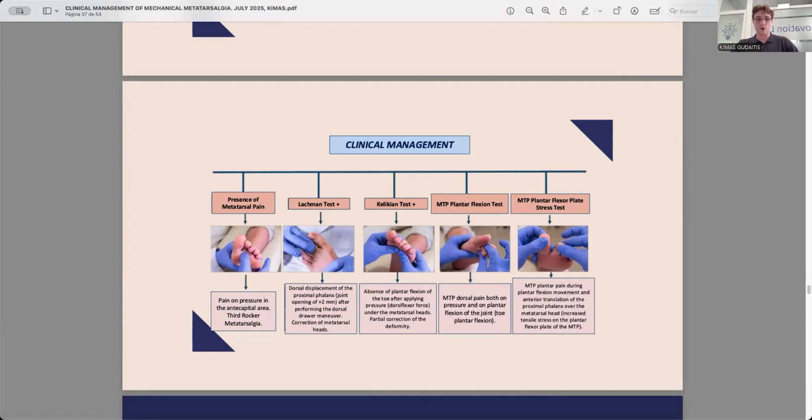It's important to note that if we have a fully positive Kalikian test, I mean the toe doesn't go down or even move towards the plane of the other toes, the prognosis for conservative treatment is poor. But if the toe moves down, even partially, and we can see plantar flexion movement, the Fixtoe or the taping techniques are well indicated. We also use the MTP plantar flexion test to see if this movement produces pain.